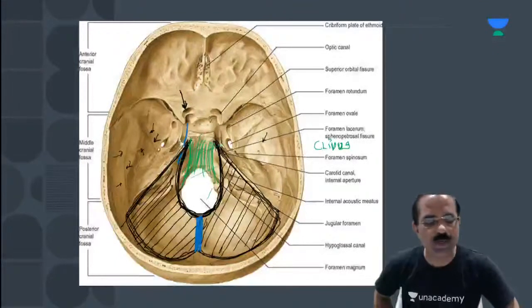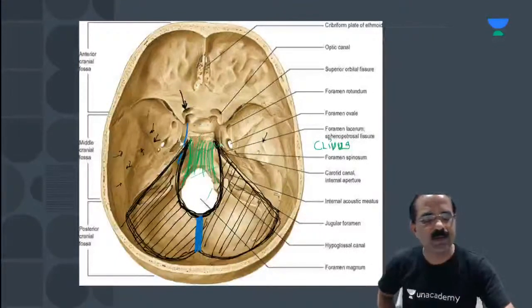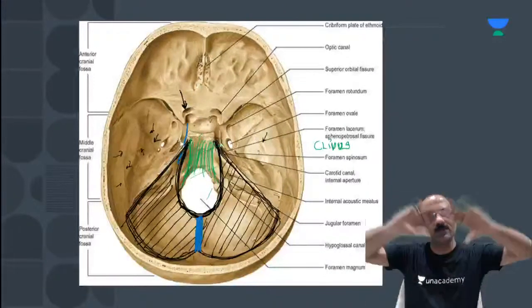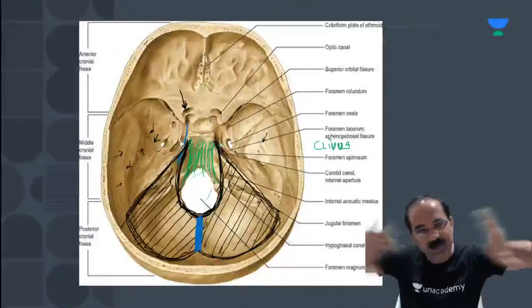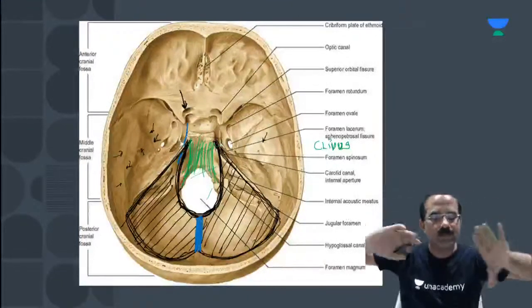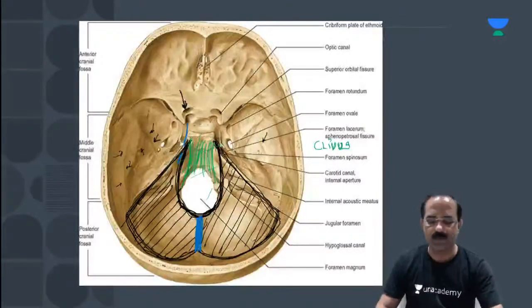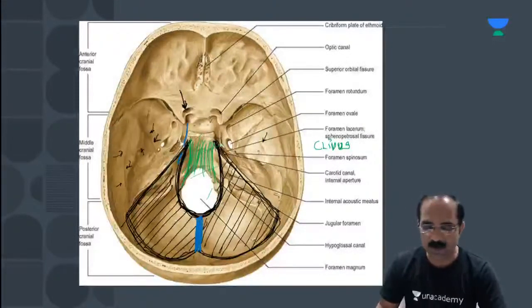Anyone? No, not arachnoid granulation. Those are the markings of what? Middle meningeal artery. These are the branches of the middle meningeal artery, right? They are its impressions. Yes, middle meningeal artery.